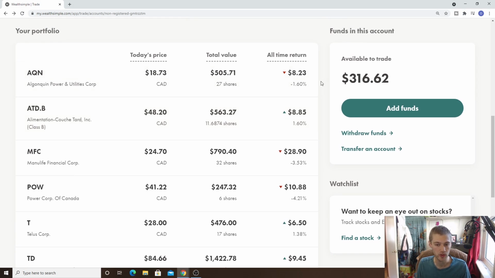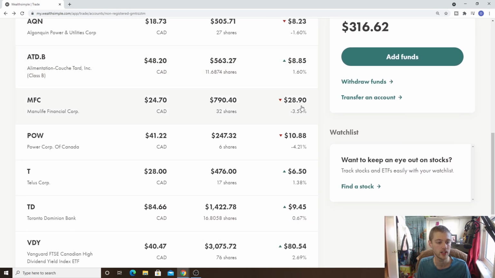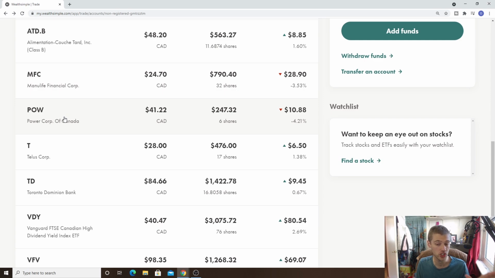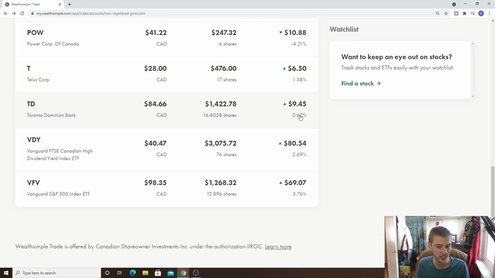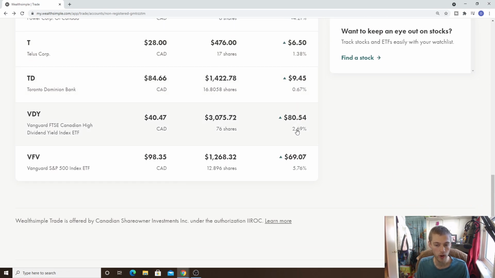So we have AQN, which is in the negative. We have Manulife, that's in the negative. Power Corporation of Canada, we just bought this and we've seen it dip a little bit since we recently bought it. TELUS went down quite a bit. TD is just kind of sitting there at 0%. VDY is up 2%, and then VFE is actually not doing too bad.